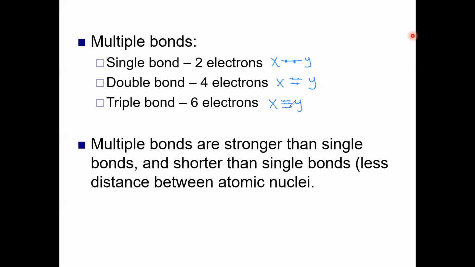What we see is that multiple bonds end up being stronger than the single bond. And these multiple bonds end up being shorter than the single bond as well. That's because they end up having less distance between the atomic nuclei.